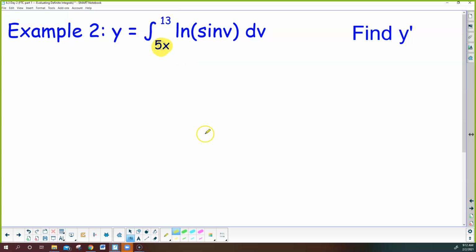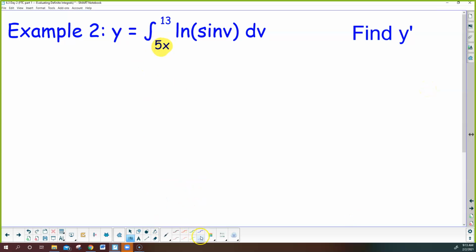Look at where that 5x is. That would officially be the lower bound. So we would have the upper bound minus the lower bound, and this part would be subtracting the lower bound. So I don't love that this 5x is here.